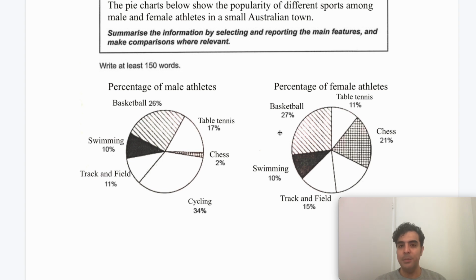But the categories, the percentages are different. And if you've worked with charts before, you know that pie charts also represent quantitative data. How do I know this? Well, I see numbers. Whenever you see numbers, then you know you're dealing with quantitative data. Here we have, for example, for male athletes, basketball, 26%, swimming, 10%, track and field, 11%. So whenever there are numbers, we're dealing with quantitative data.